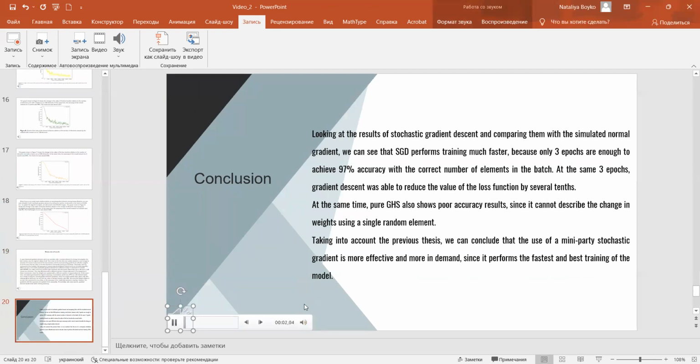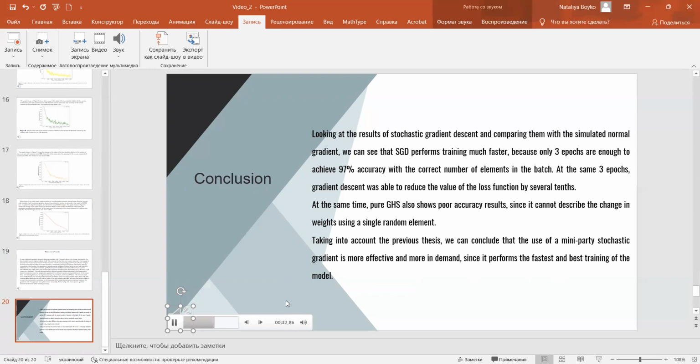Conclusion. Looking at the results of stochastic gradient descent and comparing them with the simulated normal gradient, we can see that SGD performs training much faster, because only 3 epochs are enough to achieve 97% accuracy with the correct number of elements in the batch. At the same 3 epochs, gradient descent was able to reduce the value of the loss function by several tenths.